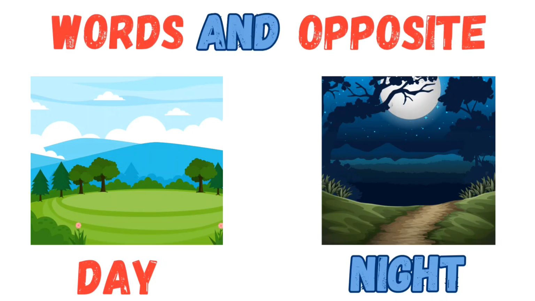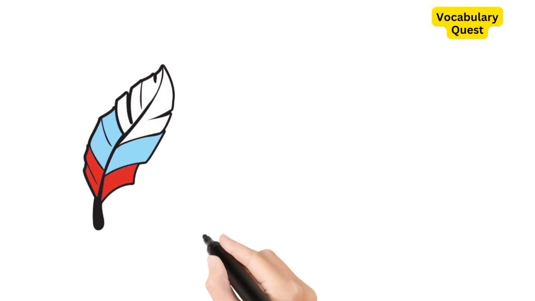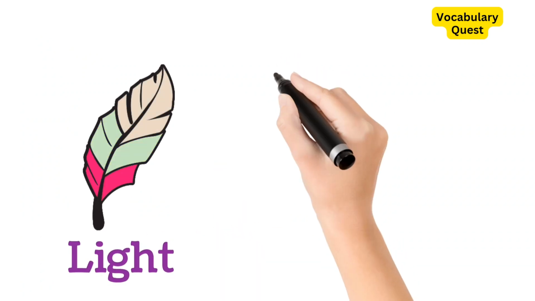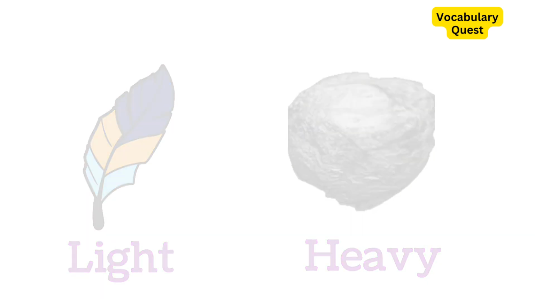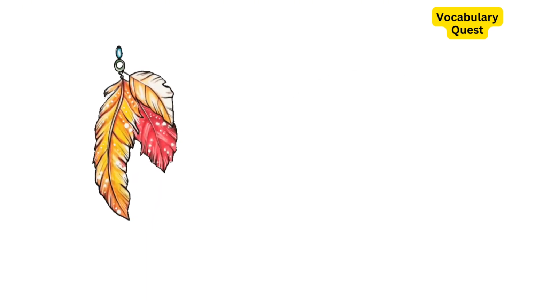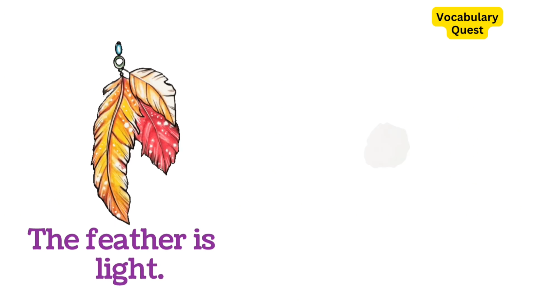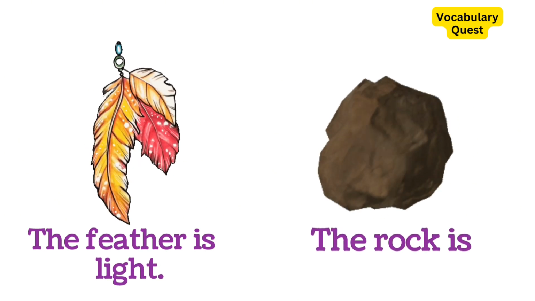Learn words and opposite vocabulary in English. Light, heavy. The feather is light. The rock is heavy.